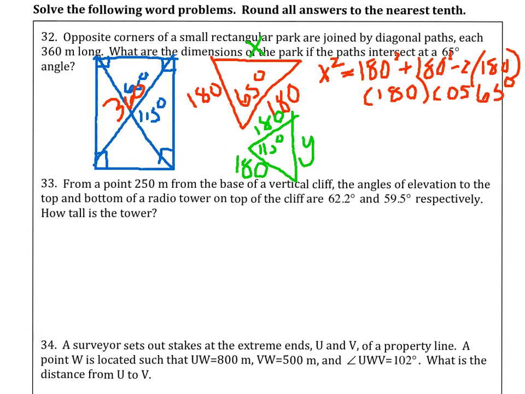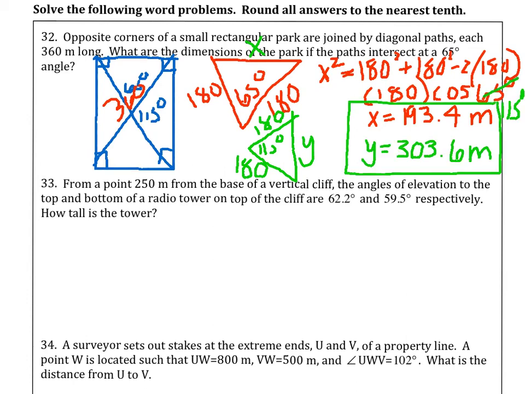So I ran out of room, but you can see I use law of cosines, and this is one I can just put into my calculator and square root it, and I end up getting 193.4 meters. Now to find the other side, so this y value, I'm going to use the same exact formula except for instead of 65, I'm going to use 115. So I end up getting 193.4 meters and 303.6 meters as the sides of our triangle.